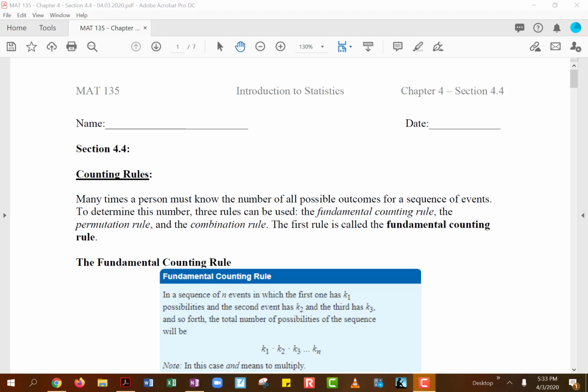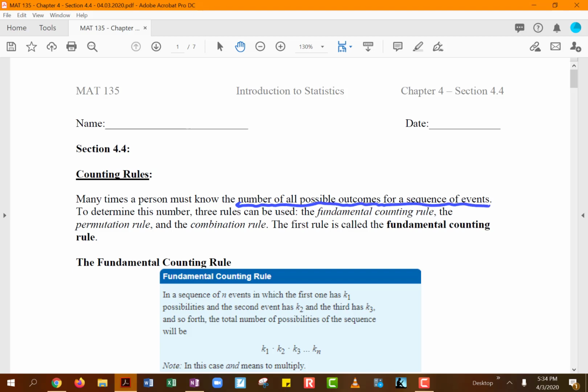Basically they are saying, many times a person must know the number of possible outcomes. So what are your total possible outcomes going to be for a sequence of events? This is where three of these rules will come into play, or your counting rules as we're calling them. You will have the fundamental counting rule, which is the first thing we're looking at, and then we will also talk about the permutation rule and the combination rule.